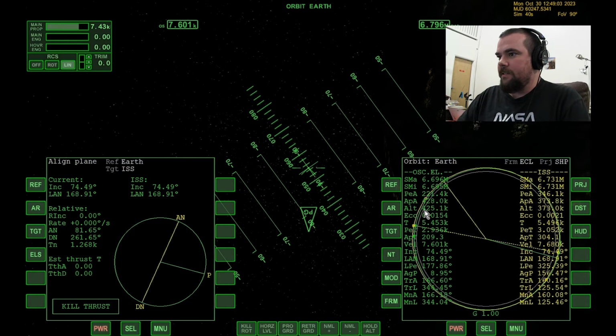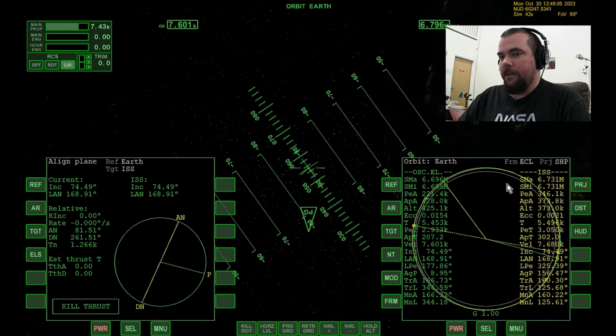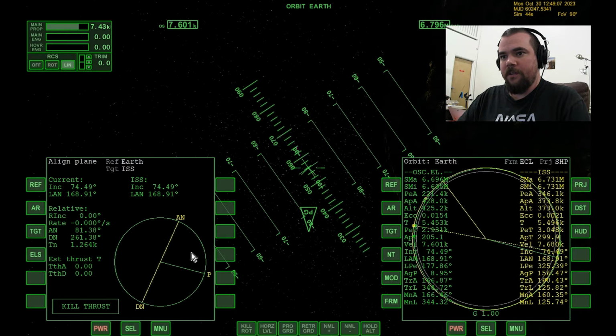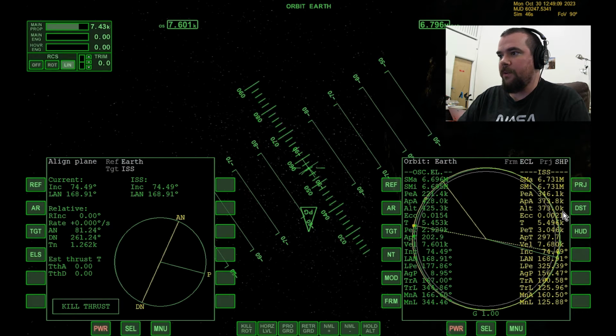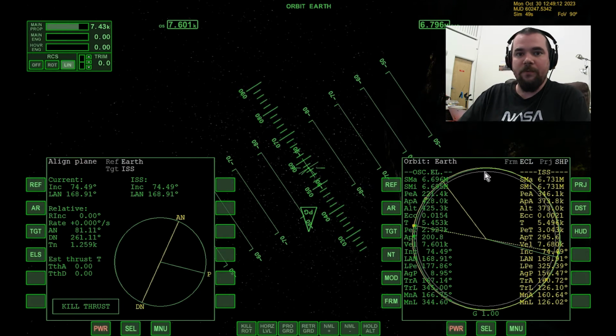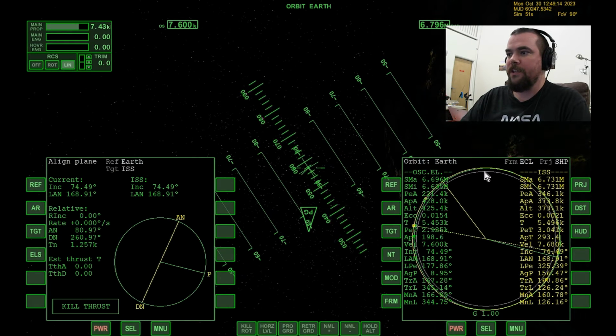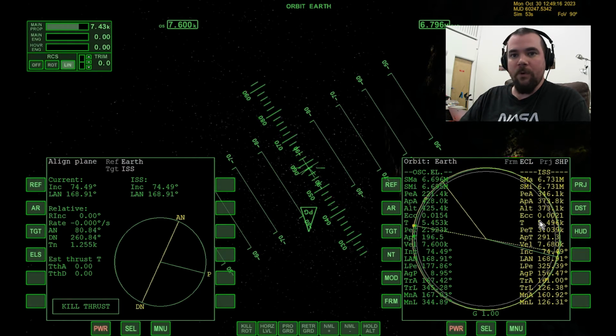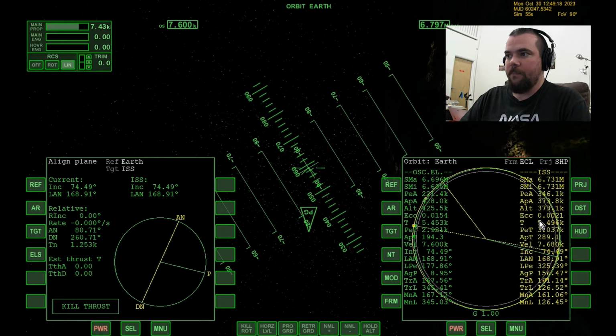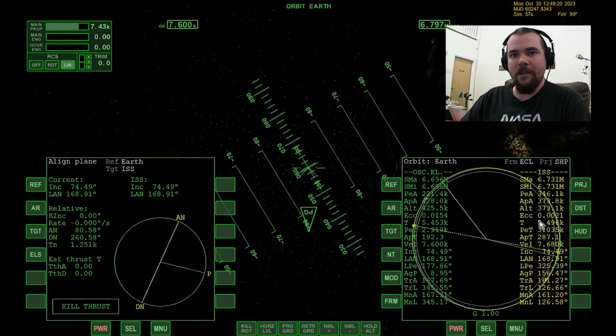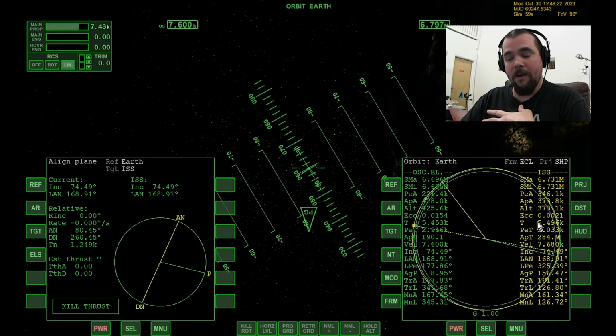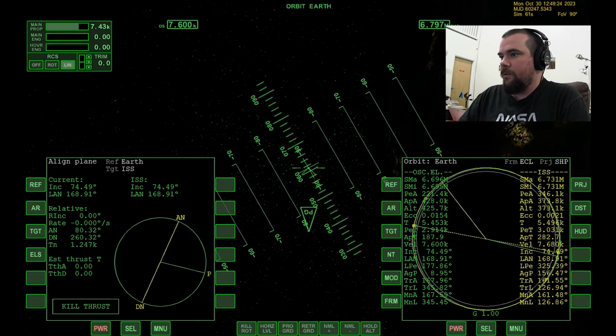So yeah, let's take a look at the orbit MFD now. Now that we've solved the plane problem, we also need to actually rendezvous with the International Space Station. So even though we're on the same plane, we have different orbits, and so we're gonna play with our orbits until we can either catch up or fall back behind. And so let's look at where we're currently at right now.